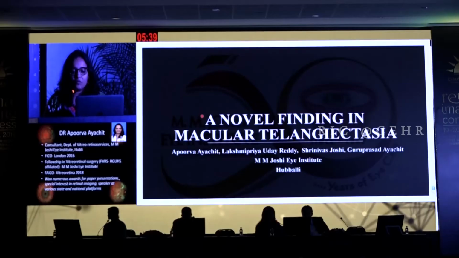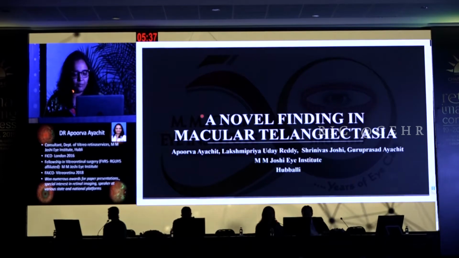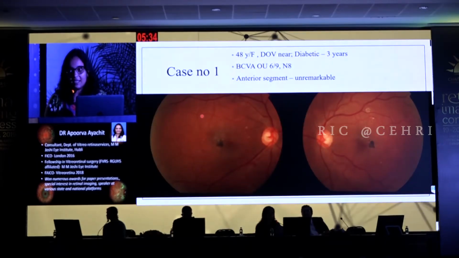So we've gone through the imaging in MACTEL extensively already, so I don't need to tell you what all this is about. And we've also seen the OCTA features of MACTEL, where it's been possible to characterize capillaries of MACTEL in individual layers. So I'm going to present a novel finding in macular telangiectasia type 2. So I'll dive into my cases straight away.